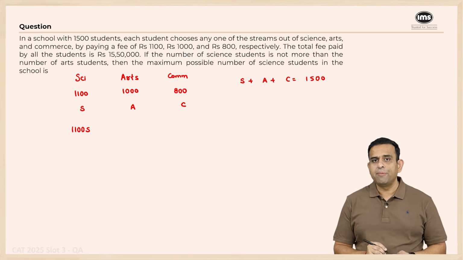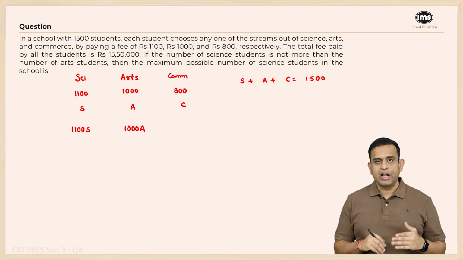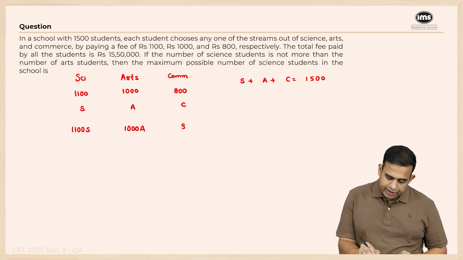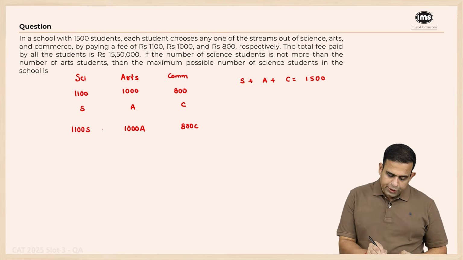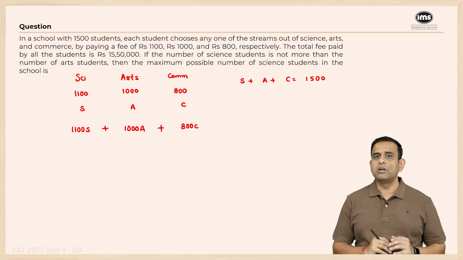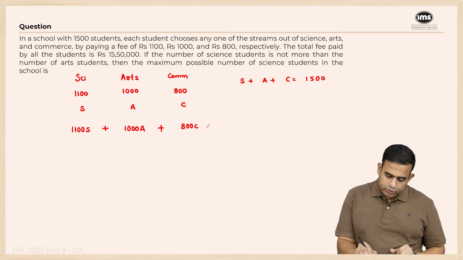Total fee paid by all the art students happens to be nothing but 1000 times A. And the total amount paid by all the commerce students must be equal to 800 times C. Together, if I add them up, you get the total amount paid by all the students, which must be equal to, as per the question, 15,50,000.